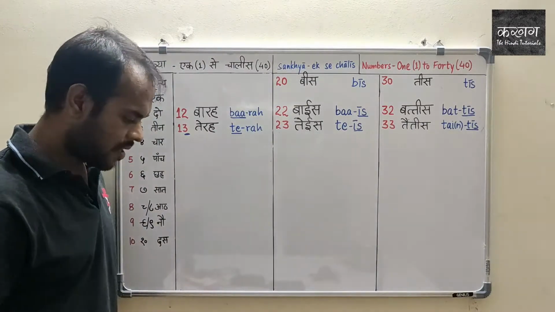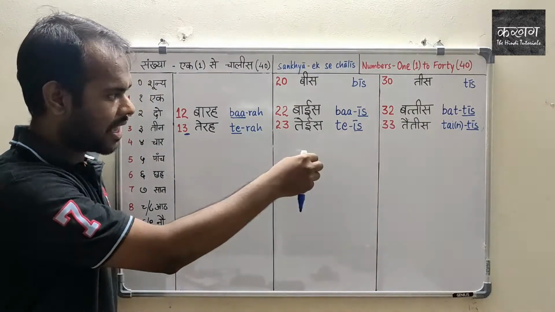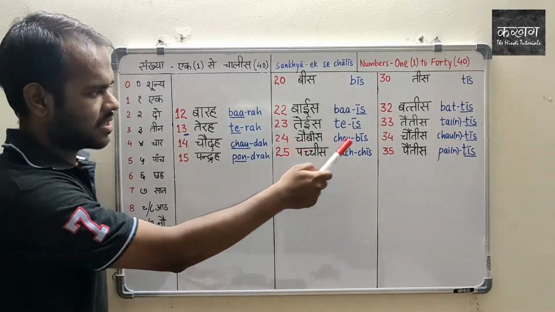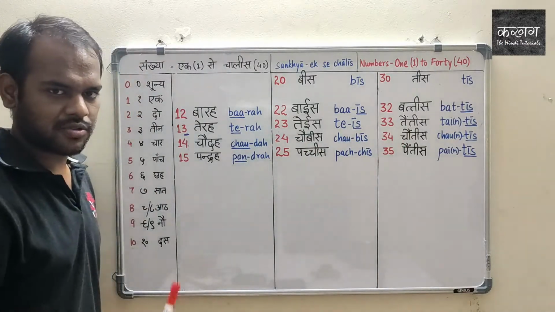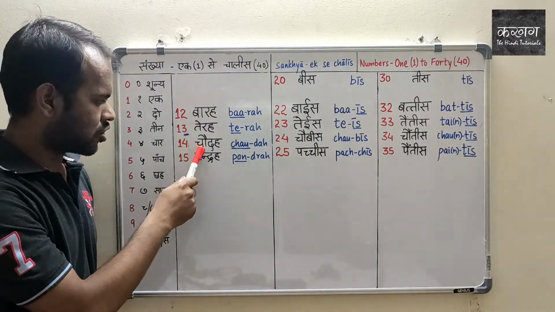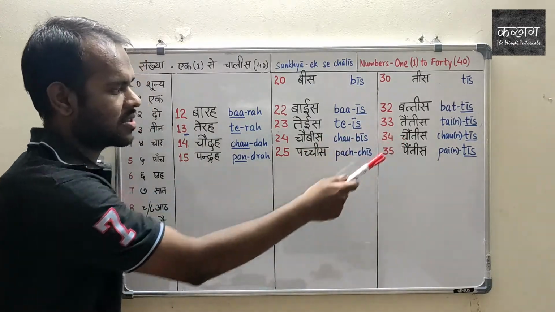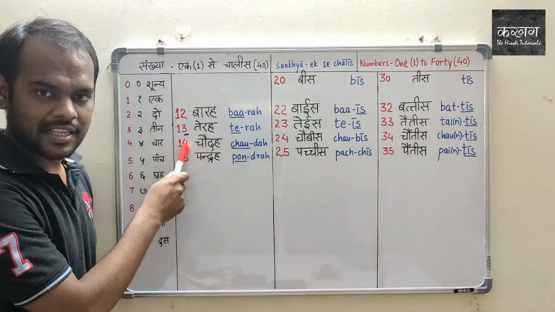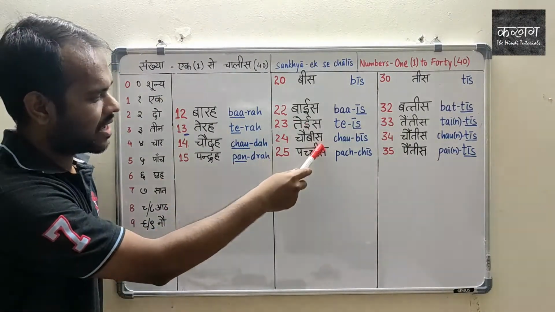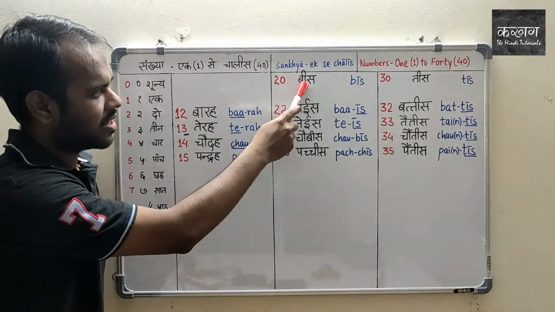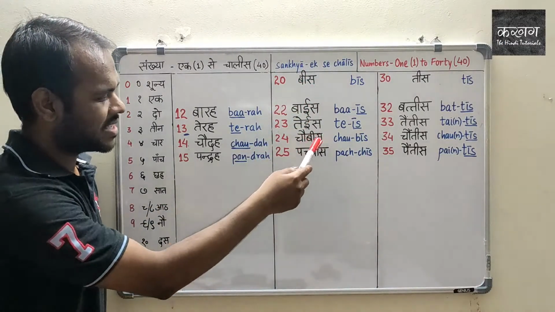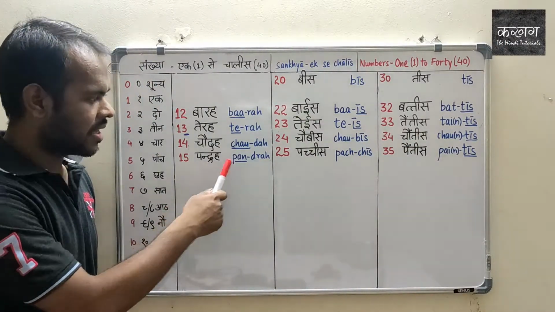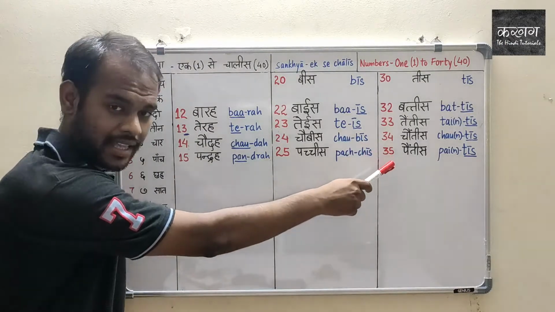ठीक है? So 13, 23, 33, 14, 24, 34. Okay, so from 4 comes 14, 24, 34. The beginning of the number is from the units place, that is 4, and the ending is based on the tens place. ठीक है? 24, 34. ठीक? The next is 15, 25 and 35.